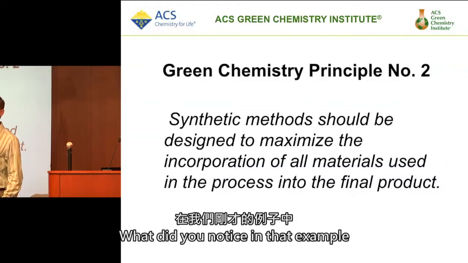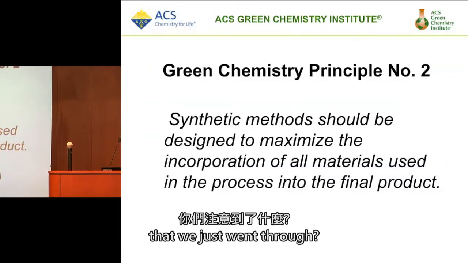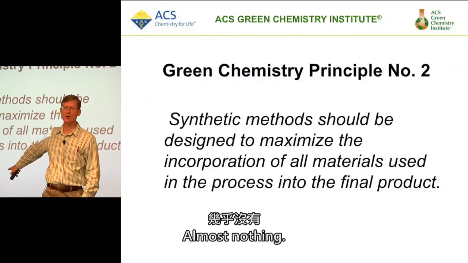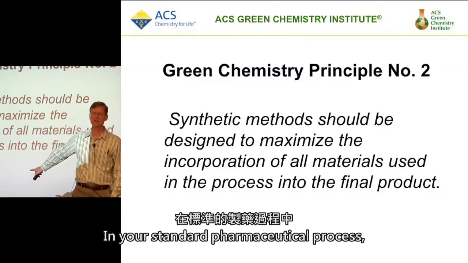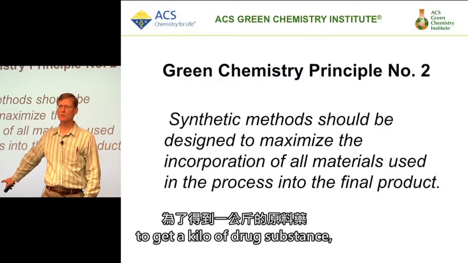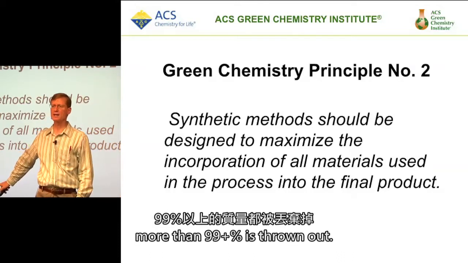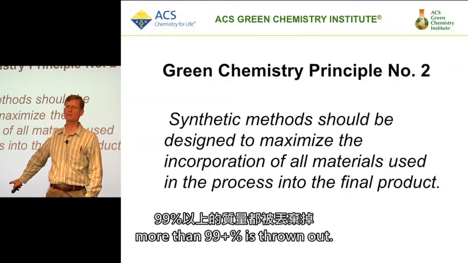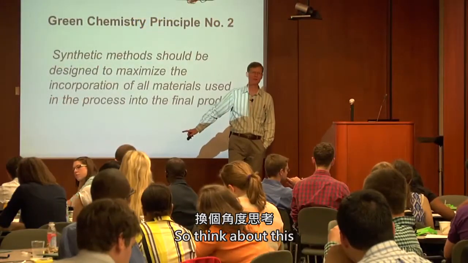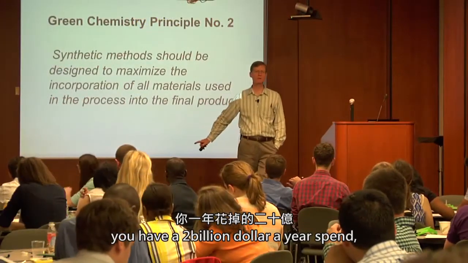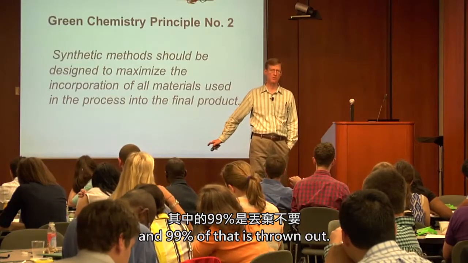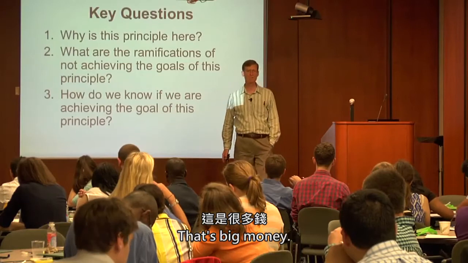What did you notice in that example that we just went through? How much was actually ending up in the product? Almost nothing. In your standard pharmaceutical process, to get a kilo of drug substance, more than 99+% is thrown out. So think about this. You have a $2 billion a year spend, and 99% of that is thrown out. That's big money.